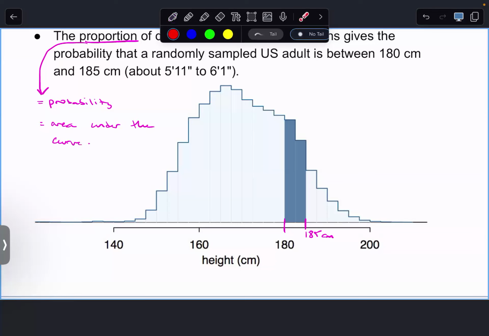In this case, between 180 and 185 centimeters. So if we are able to find this total area, then we have the probability of someone being between 180 and 185 centimeters.